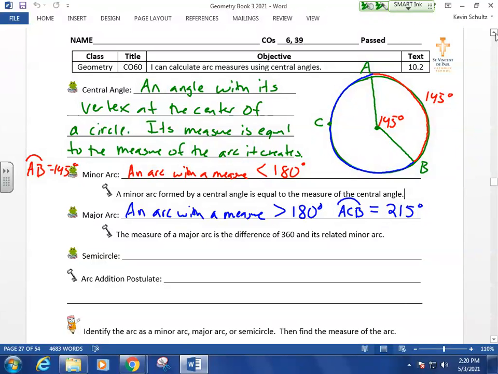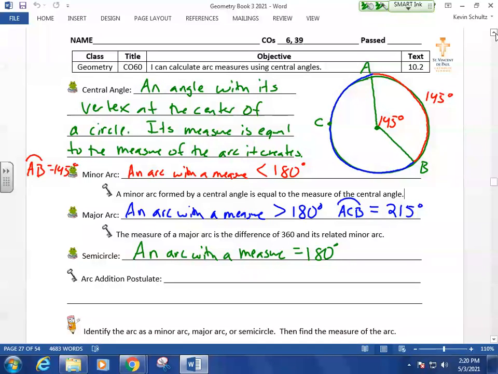Semicircle, which you know what that is, right? Semicircle? Half circle. A semicircle is an arc with a measure equal to 180 degrees. So just like in a triangle, we have acute, less than 90, obtuse, greater than 90, right triangle, equal to 90. Same kind of thing here. Minor arc, less than 180, major arc, greater than 180, semicircle, equals 180.